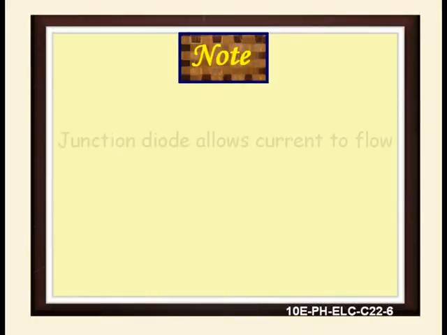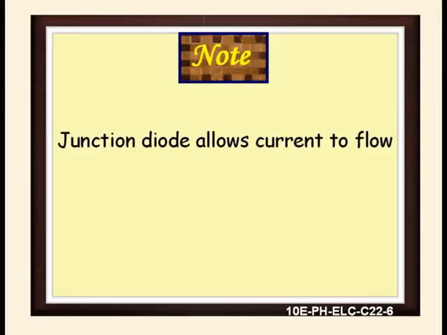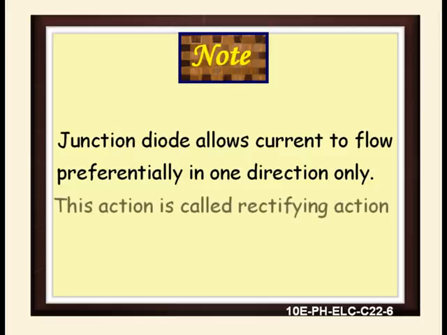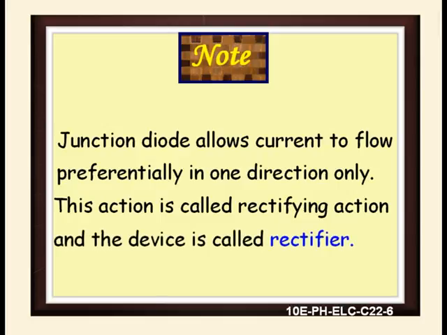Note: PN junction allows current to flow preferentially in one direction only. This action is called rectifying action and the device is called rectifier. Children, note down this important point in your notebooks.